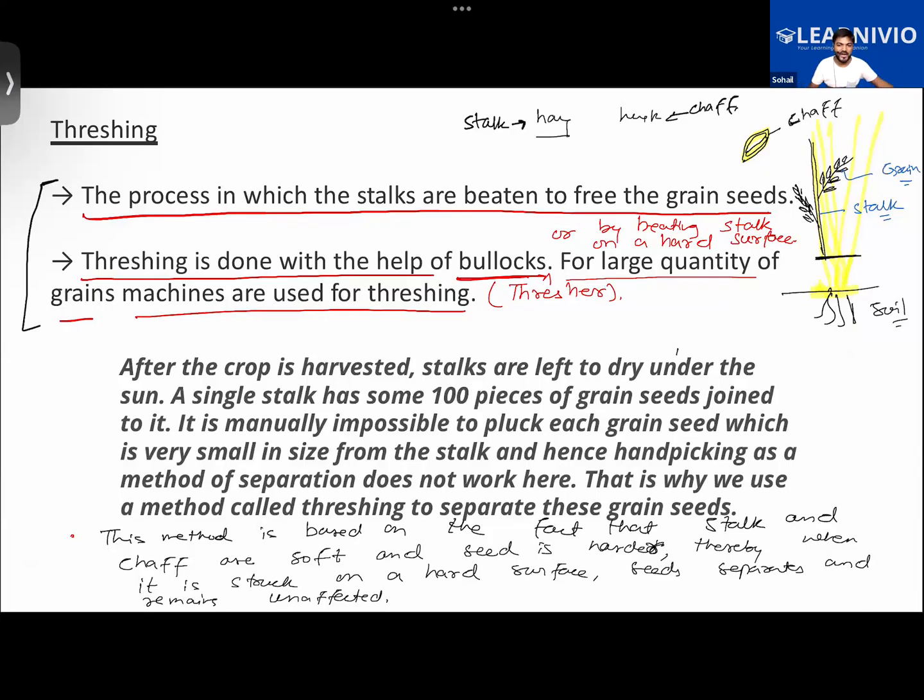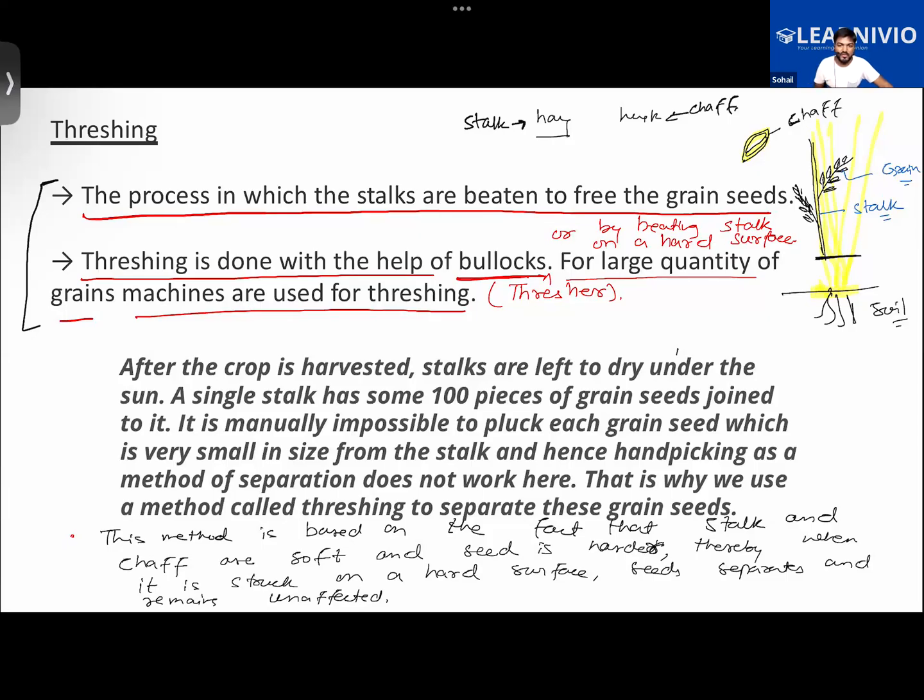Allow it to dry in the sun. Also, we know that if the farmer were to manually pick every grain from the stalk, how much time will be consumed? Too much time will be consumed, right? So they can't do it with the hand picking method.